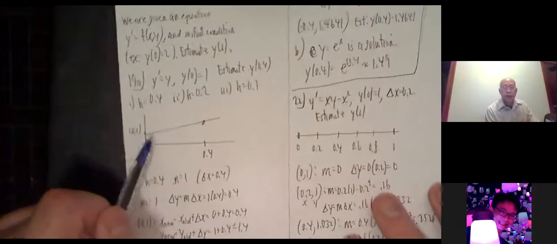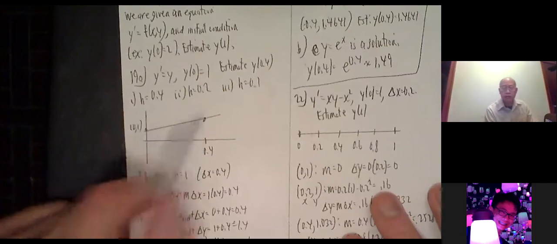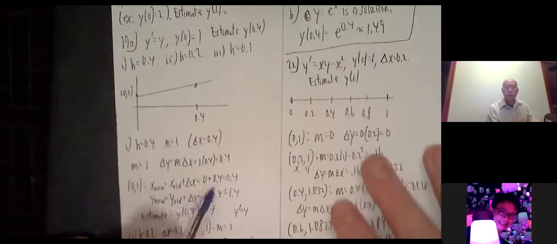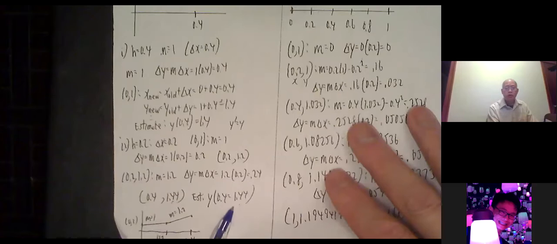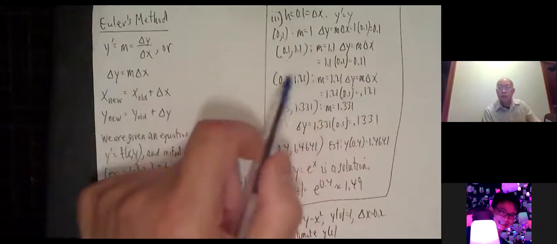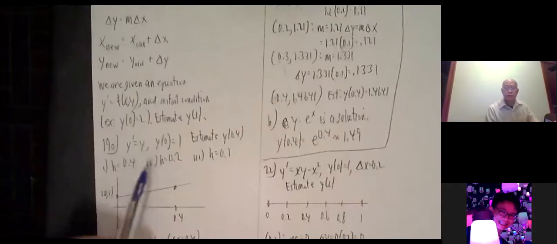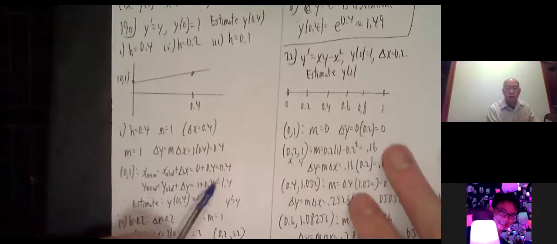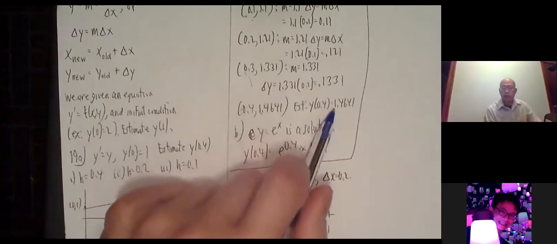Okay, so look at the progression. N equals 1, delta x is 0.4. You only do it one time. Just go in a straight line over there. 1.4. Chop it up into 2 pieces, 1.44. Chop it up into 4 pieces, 1.4641. Okay, so the progression was 1.4, 1.44, 1.4641.